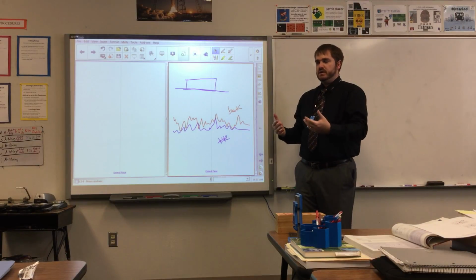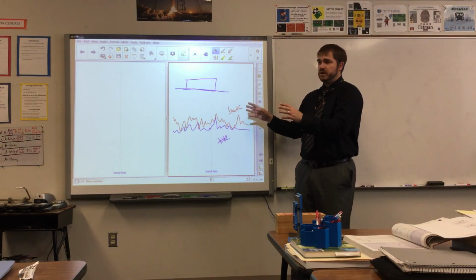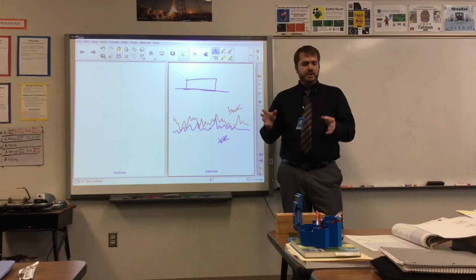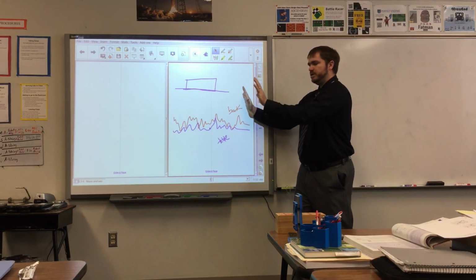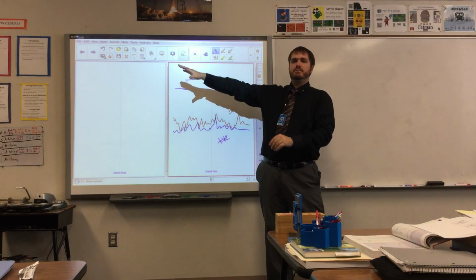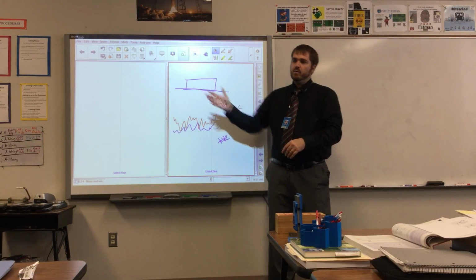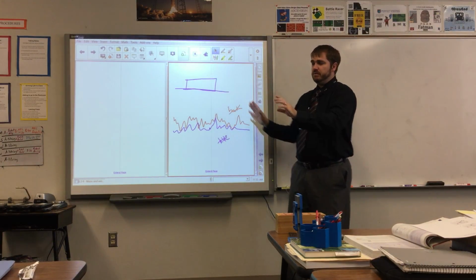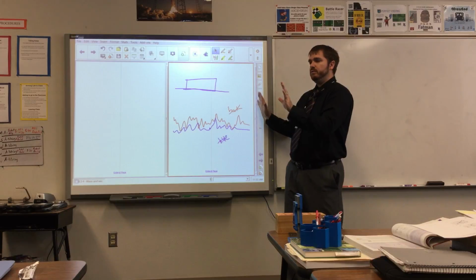Let's just say you have to give this book a 0.5 Newton force just to get it going. Does that make sense? What if you need 0.5 to get it moving? What's going to happen if you give it a 0.1?